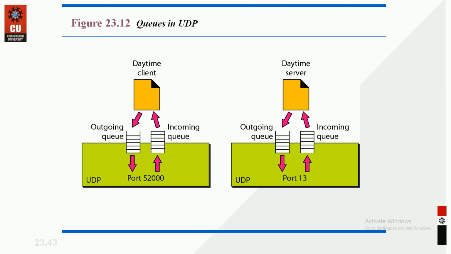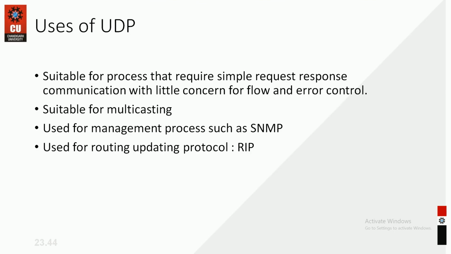We have one incoming queue and one outgoing queue. Port number 52,000, port number 13. There's a communication between the client and server. So for one port we have two queues, one for packets it receives and one for packets it generates. So this is how it works.